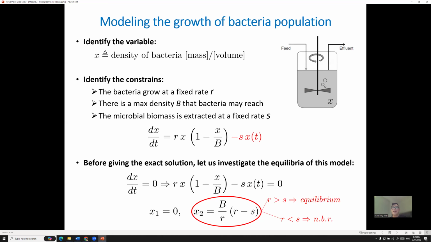If vice versa, if R is smaller than S, what does x2 mean? x2 will become negative. You cannot have a negative density, right? The density of bacteria cannot go negative. So this is impossible, because by the definition of density, it has to be above 0, or something bigger than 0. Hence, we can conclude that this equilibrium, when R is smaller than S, is not biologically reachable, NBR, and shall therefore be ignored.